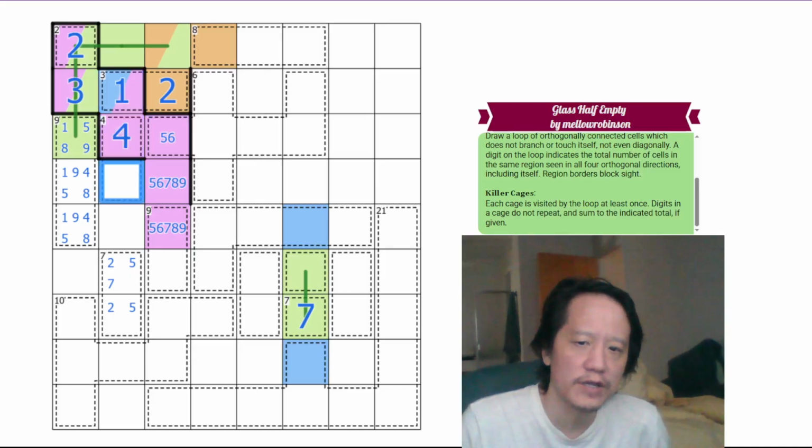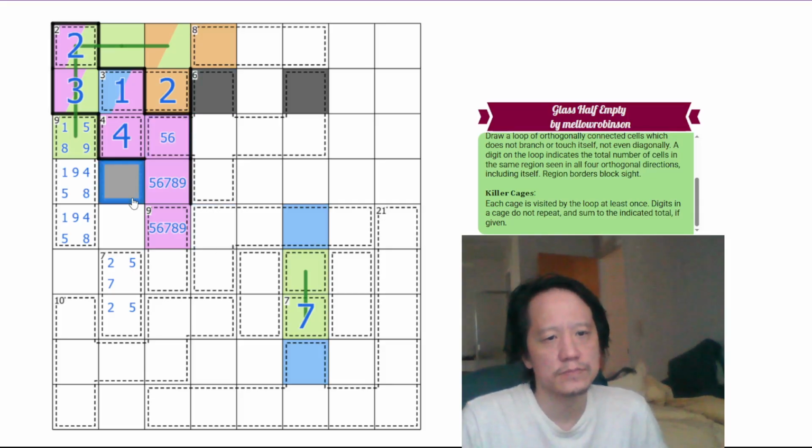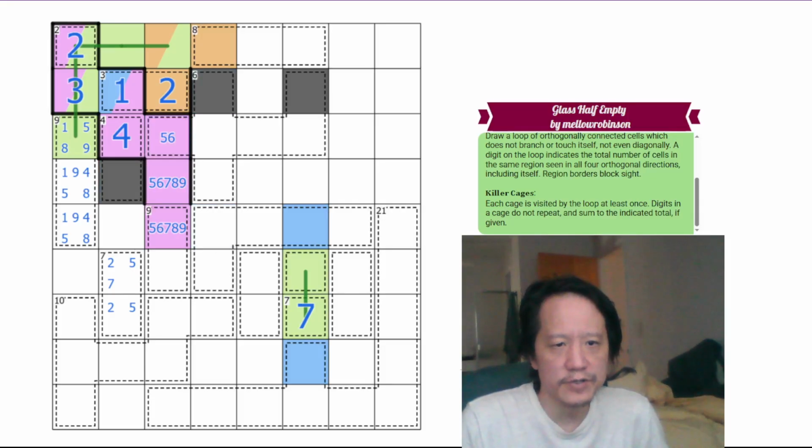This actually is blank. We know that for certain because it must be 4 and blank to add up to whatever. This has to be blank also because this would be 5 or 6, but this is actually only 4 at minimum. This is blank. So this is a boundary here because it's blank. This sees only 3 cells, so it's not valid to go this way. So the loop has to continue this way. So that continues that way.